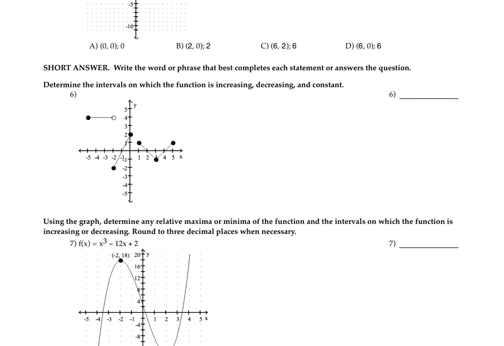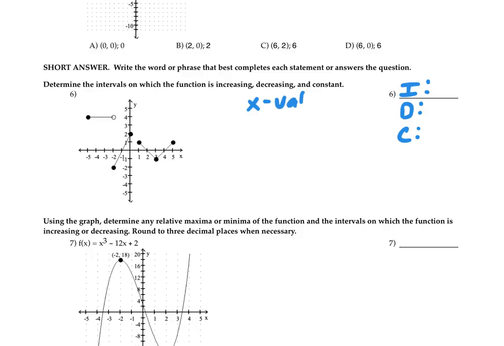Okay, on number 6, the way I would write this one out is increasing, decreasing, and constant. You've got your 3 different types of functions and what's happening there.